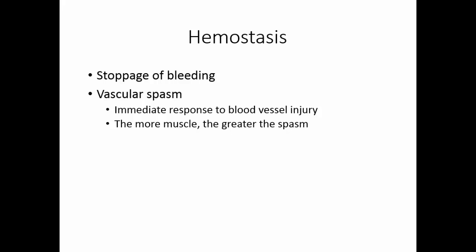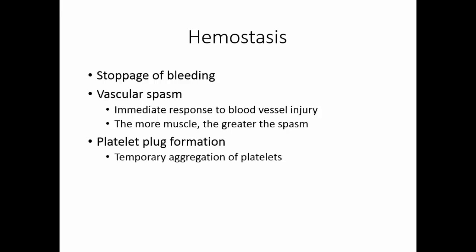The arteries have a lot of muscle, so they will spasm and almost close completely up for a period of time. Capillaries have no muscle in them, so they never spasm. The damaged tissue leads to platelet plug formation. The platelets are called to the area and begin to aggregate. Because this is only a temporary solution to the problem, we have to reinforce this platelet plug with fibrin.